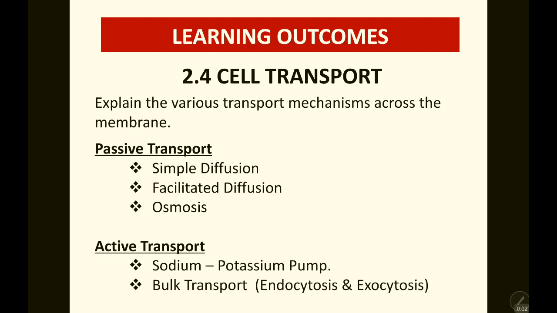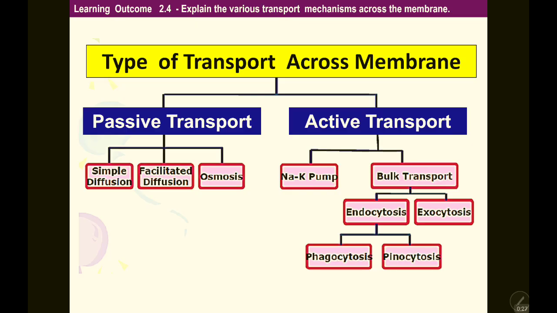Okay, so this topic is going to talk about cell transport across the membrane. Basically we have two types of cell transport, namely passive transport and active transport. For passive transport we have three types: simple diffusion, facilitated diffusion and osmosis. Active transport is the sodium potassium pump and bulk transport. Alright, for this video, we are going to talk about simple diffusion and facilitated diffusion under passive transport.